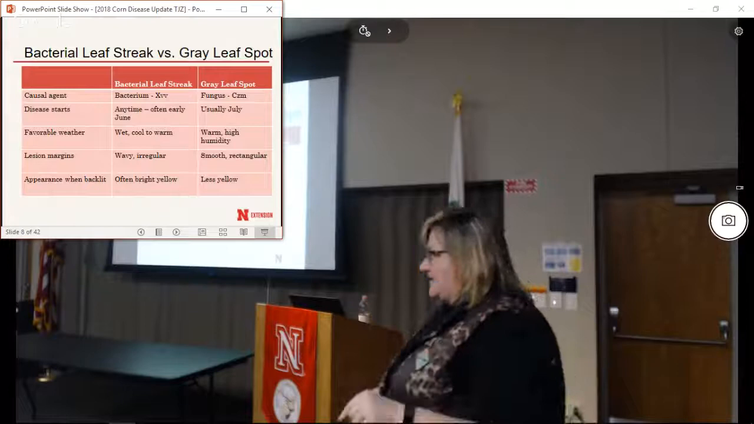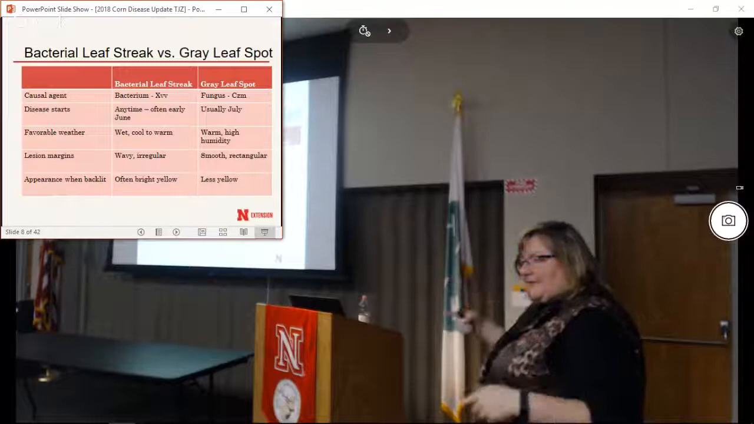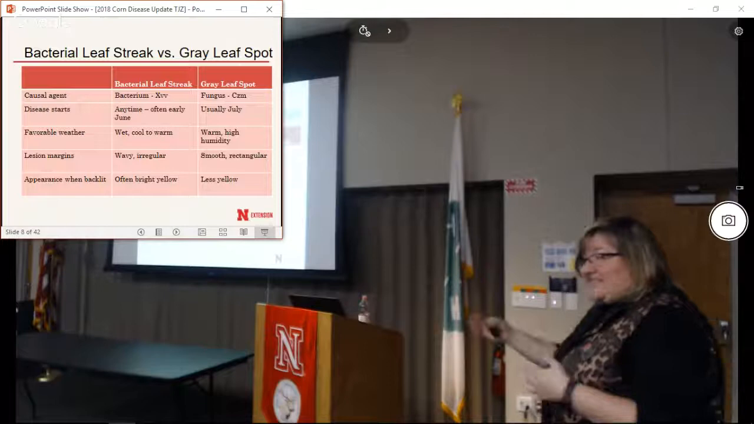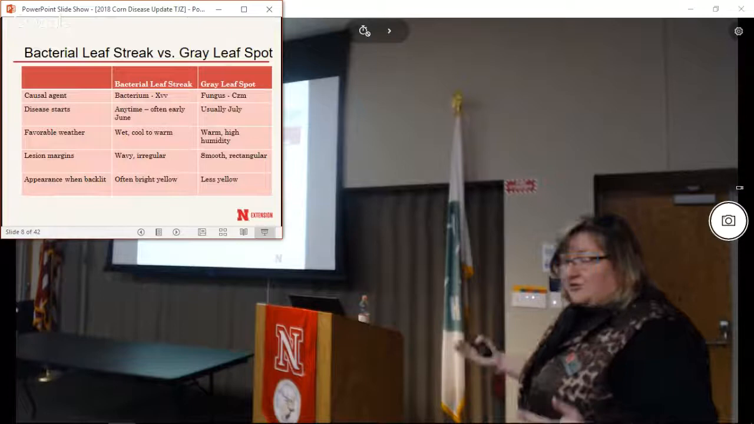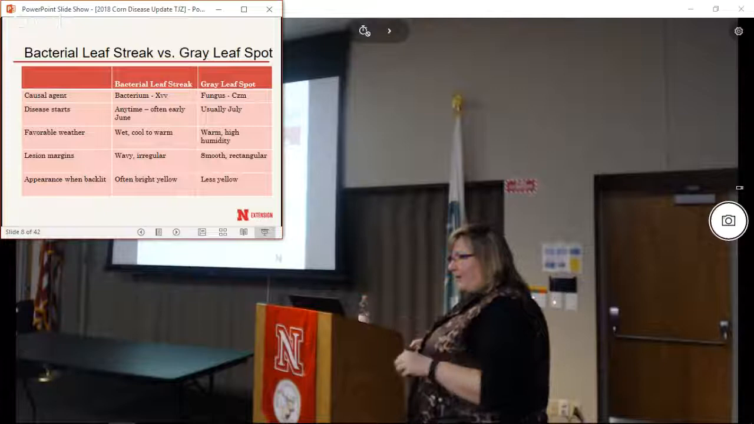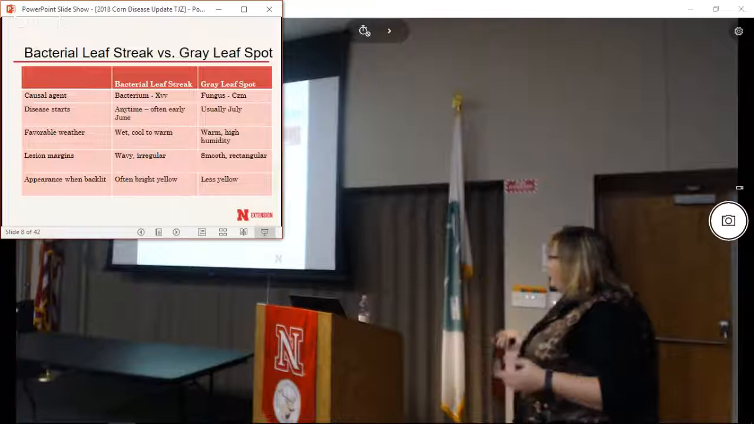And that's because the bacteria causing bacterial leaf streak likes, or at least tolerates, cooler weather conditions. Well, the fungus causing gray leaf spot needs that warm, humid weather, and normally we see that weather maybe not until July. So by July 4th or mid-July, that's why we tend to see gray leaf spot during that time of the season. And so if you start seeing something on those lower leaves that looks like streaks or rectangles, that's probably something different, because this bacterium, we've confirmed it in corn as early as V4.